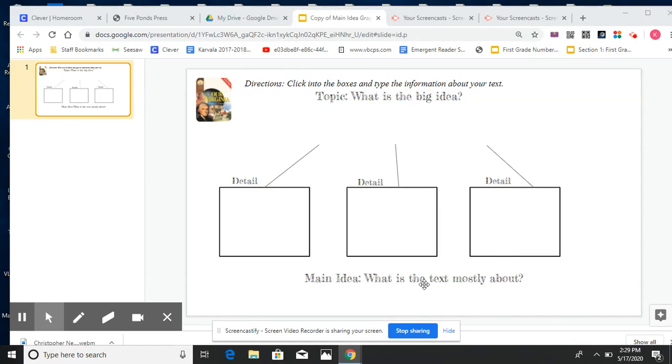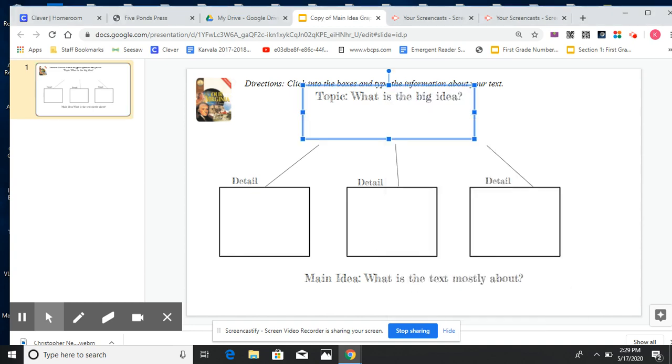Okay, so we read about Christopher Newport, and our I can statement the whole week was I can identify the main idea and important details. So now it's our turn to use this graphic organizer to organize our thoughts. As you read with me the story about Christopher Newport, what did you think? What was the big idea? What was the topic of the story?